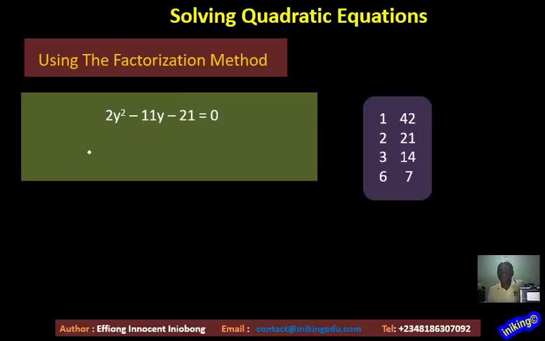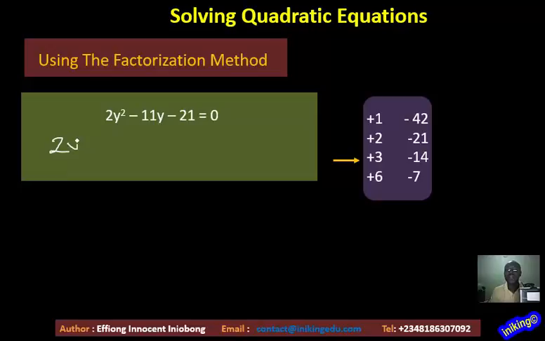Let's clean up our board a bit. So now that we are using what? We are using plus 3 minus 14. So in place of minus 11y, I'll say, okay, this will be 2y squared. In place of 11, we now come in with plus 3y minus 14y. That's it. And then our minus 21 equal to 0.